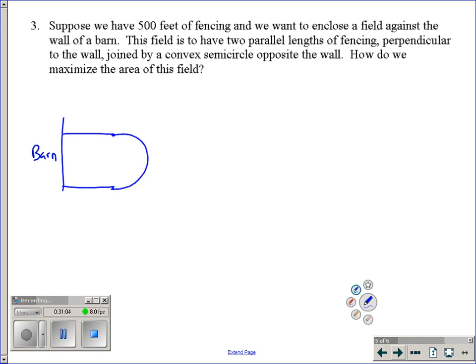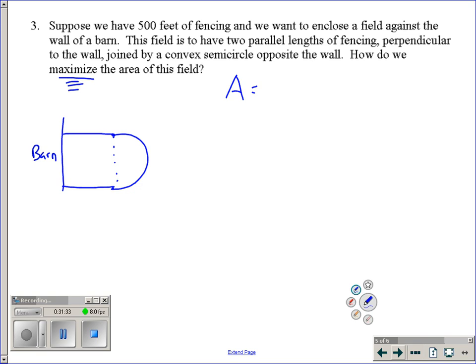So there's your pen that's going to enclose whatever we want. And then it says, how do we maximize the area of this field? That's not too bad at all, right? So we're just trying to maximize area. If I'm thinking about the area, I need to think about how I find the area of this shape, which is just 2 separate shapes.